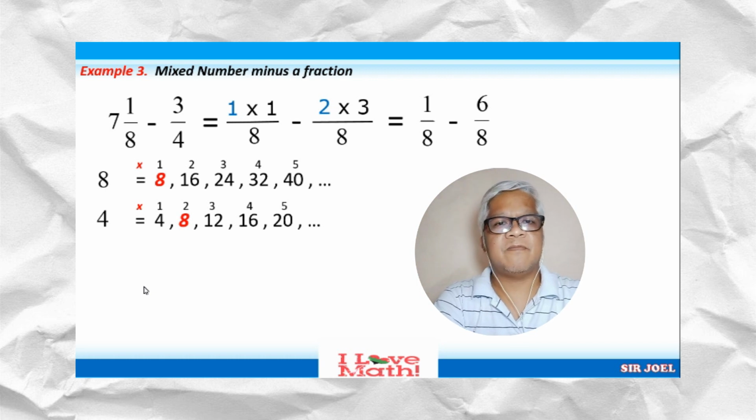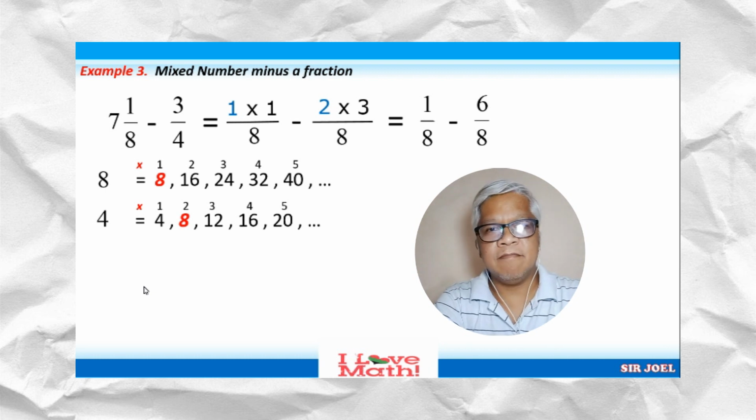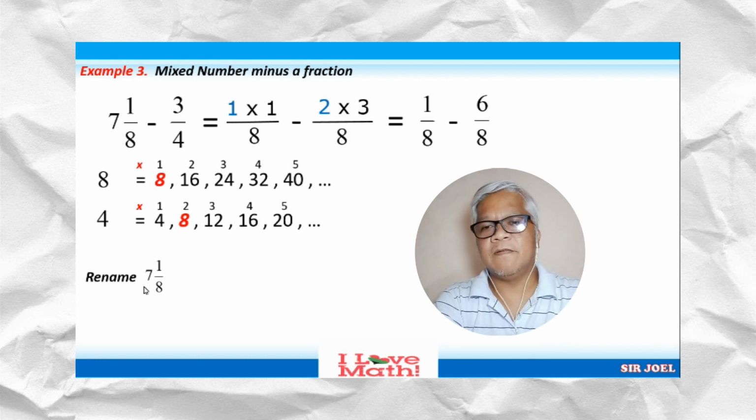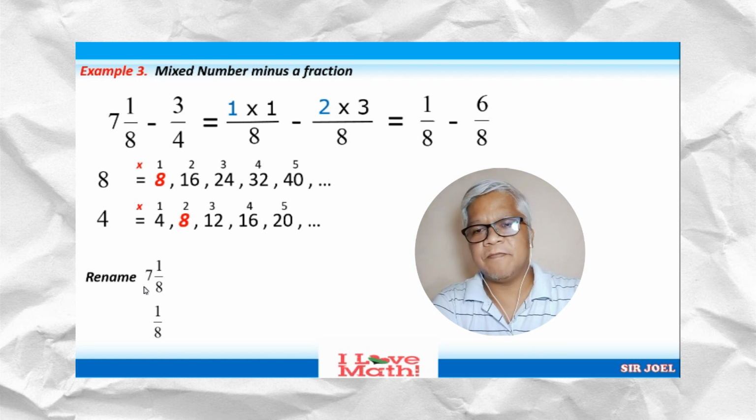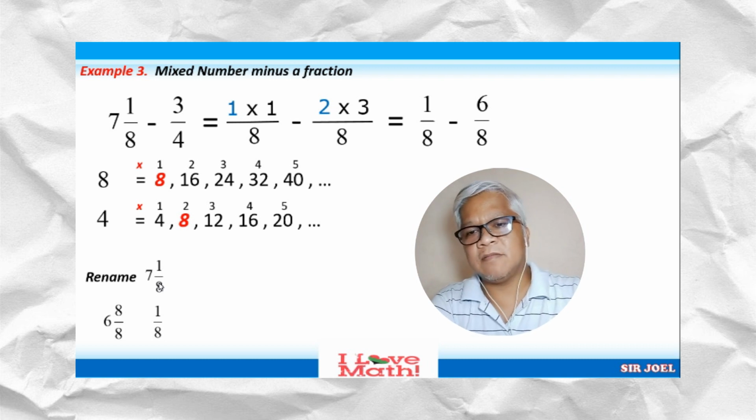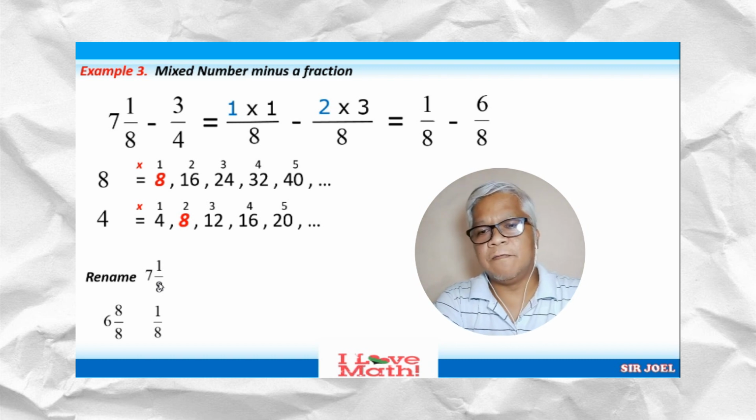Now, tingnan natin. Pwede bang isubtract ang 6 from 1? 6 babawasin mula sa 1? Imposible. Diba? So, dito papasok yung ginawa natin before na borrowing. Ibig sabihin, manghihiram tayo ng 1 doon sa whole number na 7. So, rename 7 and 1 over 8. Tingnan natin. Since the given fraction is 1 over 8, copy 1 over 8. Now, paano natin i-rename yung 7? In 1 over 8, the given denominator is 8. Kaya, magkakaroon tayo ng 8 over 8 para i-consider na 1. Then, plus 6 to make it 7. Kaya, if you rename 7, ang mangyayari doon ay magiging 6 and 8 over 8.